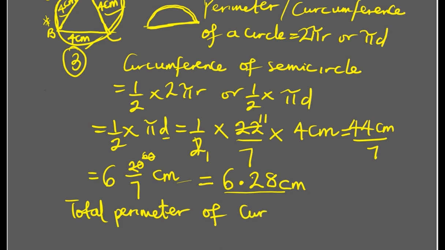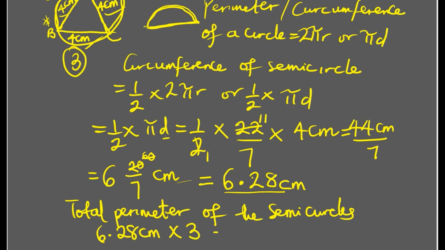So the total perimeter of the semicircles will be 6.28 centimeters times 3, because we have 3 semicircles there. So let's multiply: 3 times 8 is 24, write 4 carry 2, 3 times 2 is 6, 6 plus 2 that we carried is 8, then we have the decimal point, then 3 times 6 is 18. So for the 3 semicircles, the total perimeter is 18.84 centimeters.